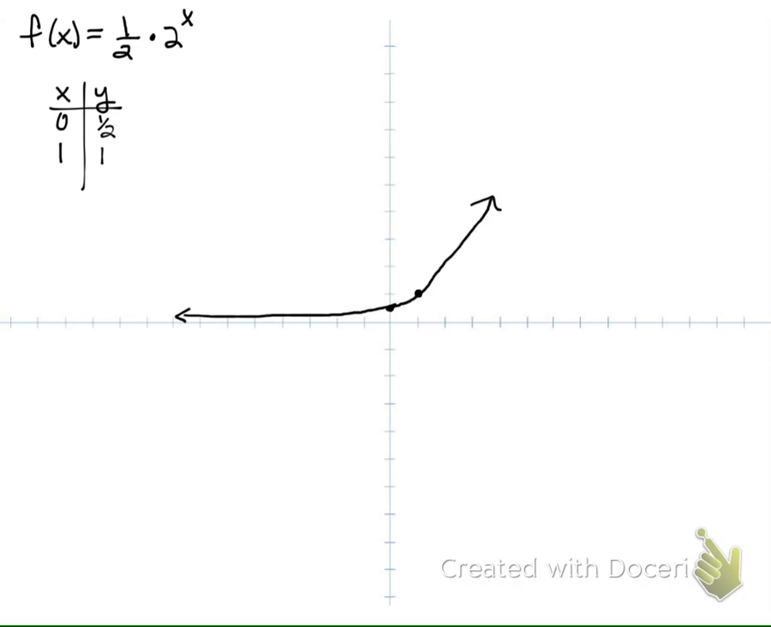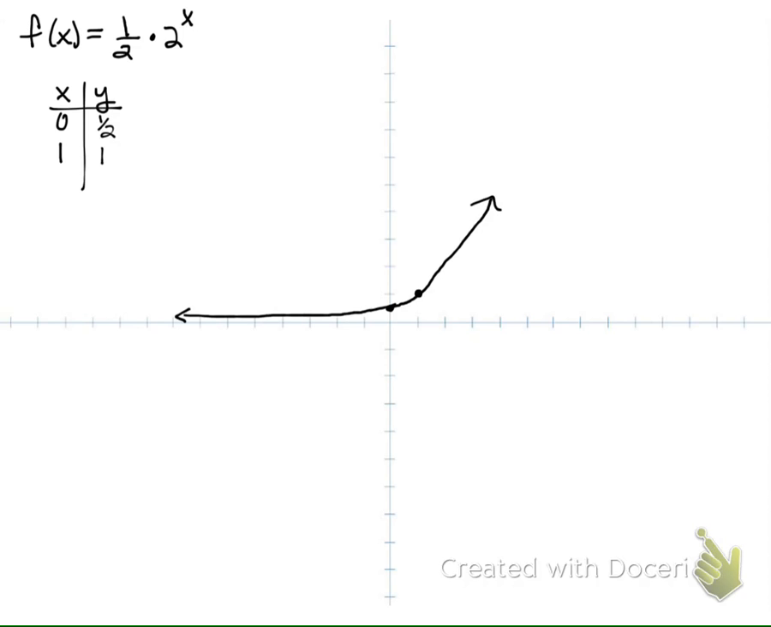Is that what you had for your 2 points? You put a 0 in, you get a half out. Put a 1 in, you get a 1 out. Okay. So having the a value at 1/2, it kind of slows down the growth.